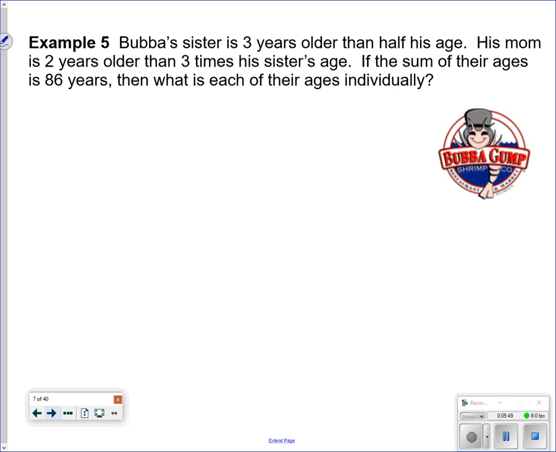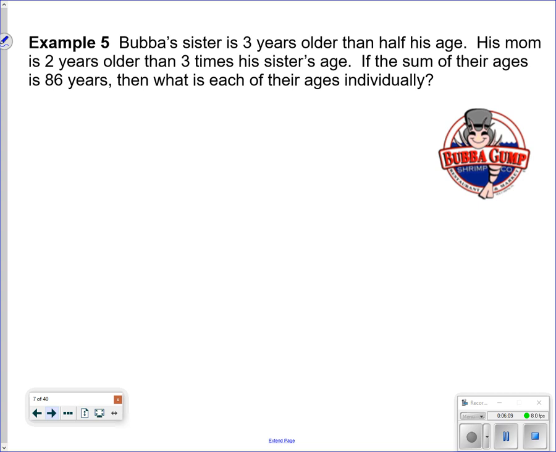Bubba's sister is 3 years older than half his age. His mom is 2 years older than 3 times his sister's age. If the sum of their ages is 86, then what is each of their ages individually? So again, we have 3 different people here. We've got Bubba, Bubba's sister, and Bubba's mom.